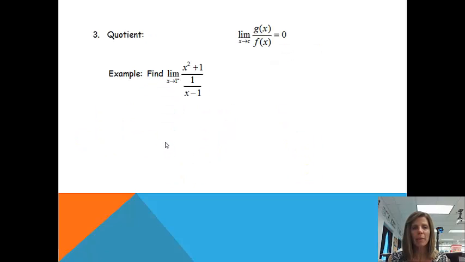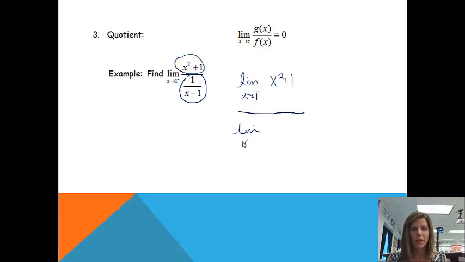All right, the third property is the quotient property. You'll notice if I have two limits divided by each other, I'm just going to show you how that will work. The first thing I notice is that we have a function up top and a function down below. If we had our calculator, this would be pretty easy, but we don't. So since it's division, I'm going to write it as two separate problems: the limit as x approaches 1 from the left of x squared plus 1, divided by the limit as x approaches 1 from the left of 1 over x minus 1.